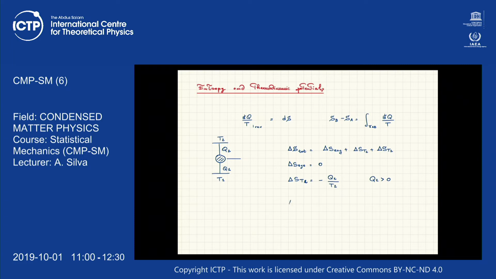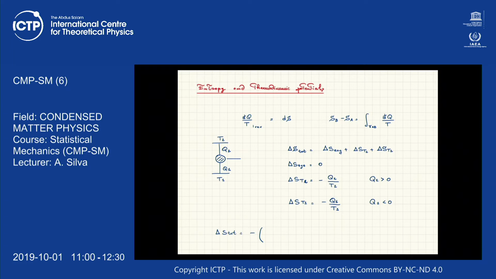Now, the same thing is going to happen for the reservoir at T1. But the difference in this case is that the reservoir at T1 gets heat from the engine, and therefore Q1 is going to be negative for the reservoir at temperature T1, right? Now, what is the total change in entropy? Delta S total then. Delta S total is minus, what? Why do both have minus sign?